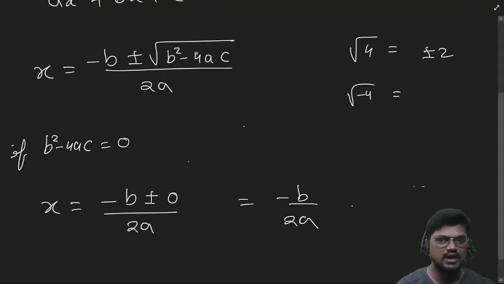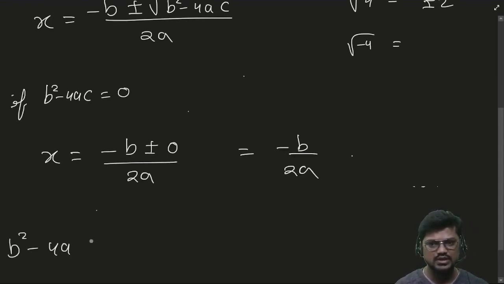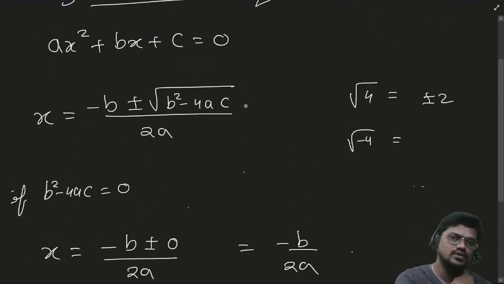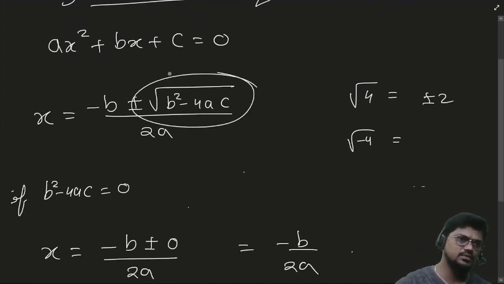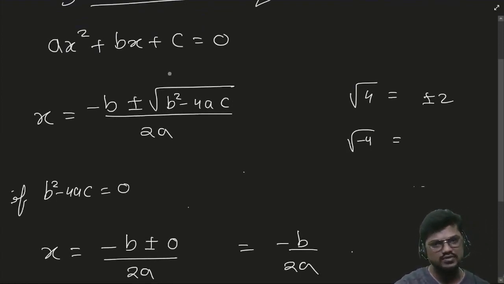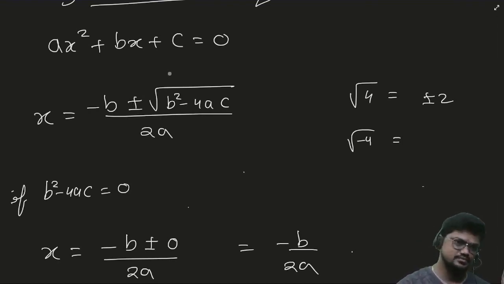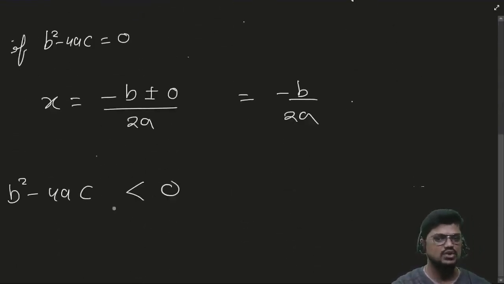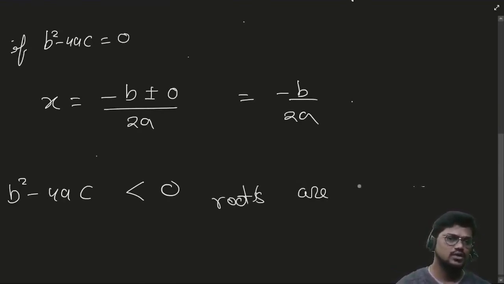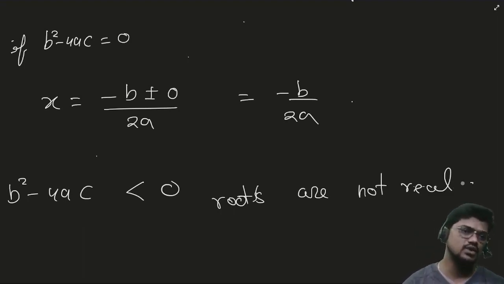Understood? That means if the value of b square minus 4ac is less than 0, the roots will not be real. There will be a square root of a negative number, so it will be imaginary, or you can say not real. So when b square minus 4ac is less than 0, the roots are not real, but they will be distinct. There will be two different roots, two distinct roots, but they will not be real.